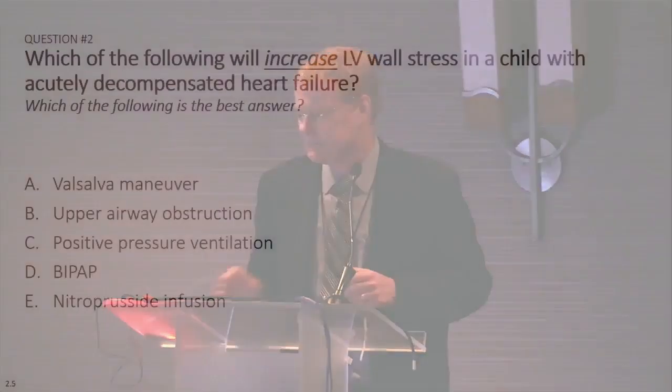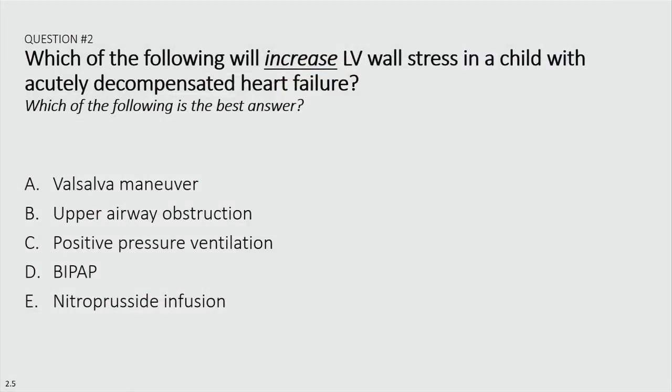All right, second question. Which of the following will increase left ventricular wall stress in a child with acutely decompensated heart failure? A, the Valsalva maneuver, B, upper airway obstruction, C, positive pressure ventilation, D, BiPAP, or E, a nitroprusside infusion?